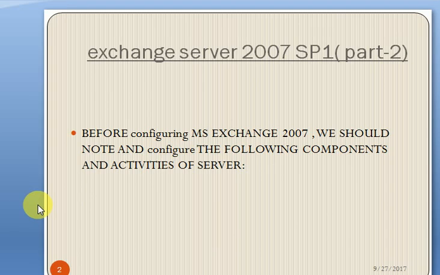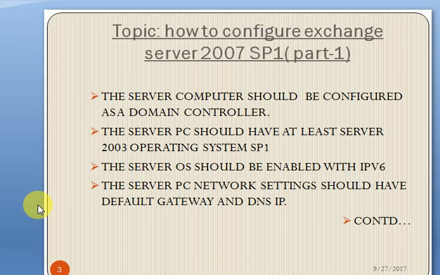These are the components and activities of the server. Number 1, the server is configured as domain controller. Yes, it is done in my server. The server PC should have at least a 2003 operating system, service pack 1. It is okay. And the server OS should be enabled with IPv6.